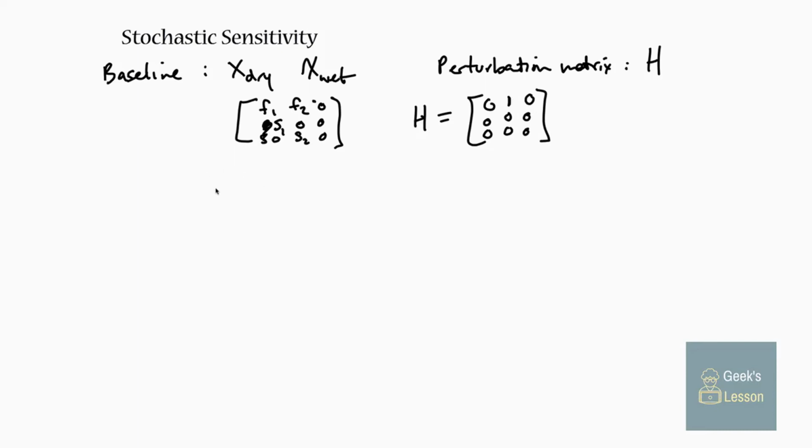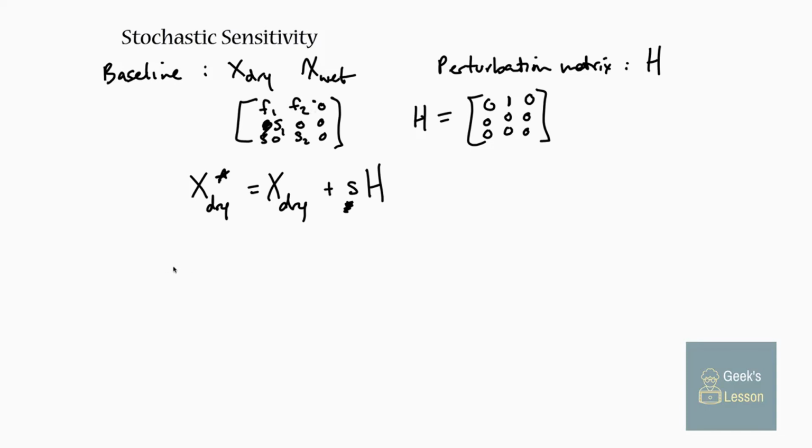So that means that after the perturbation, X dry star is going to be the original X dry matrix plus some small number s times H, the perturbation matrix. So s is a measure of how big a change I'm making to this element, and it's usually small because we think of sensitivity as being kind of like a derivative. What happens if I make an infinitesimally small change to this fertility?